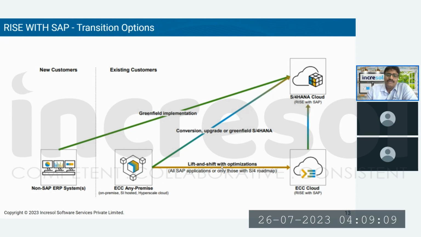In case of lift and shift, if you don't want to go for the S/4 transition at this point of time, you can shift the ECC system to your RISE with SAP cloud. That is called ECC cloud. There you can shift your system, take your time, and transit to the S/4HANA cloud. There are different options available.